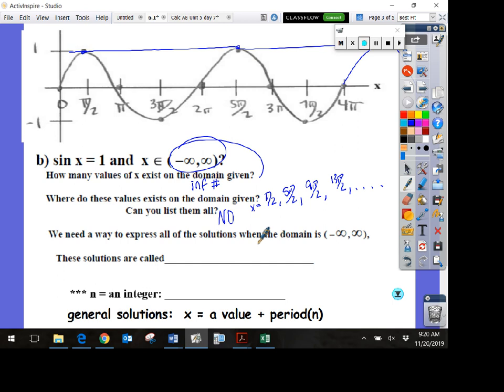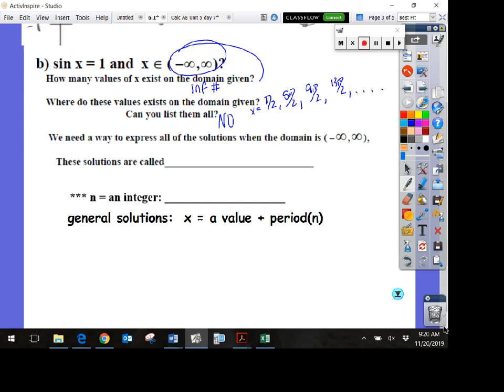We have to come up with something that's called a general solution, okay? So the way that we are going to express all of the solutions when this is our domain is called general solutions. Sometimes it asks for general solutions. What are the general solutions? Sometimes it gives you the domain of negative infinity to infinity, and that means find the general solutions, which means you're going to come up with an equation.